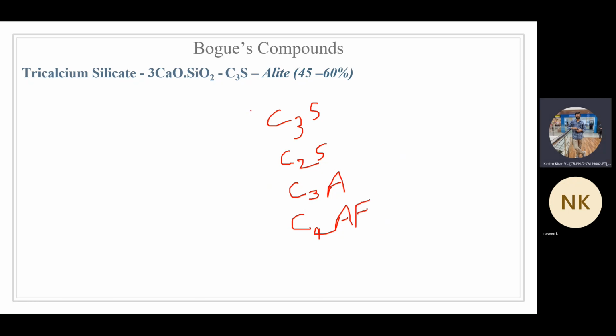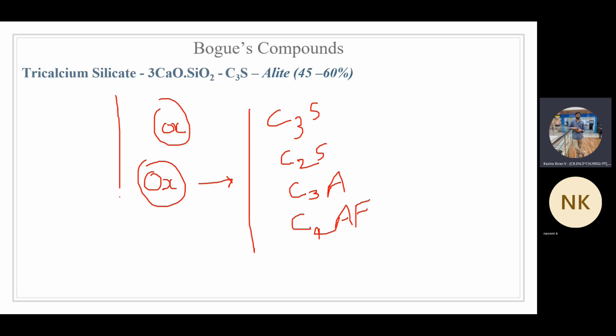So how are these Bogue's compounds formed? They are formed when the oxides available in the rotary kiln interact with each other, one oxide with another oxide. So how do these oxides come into the picture? They come from the raw materials: limestone, lime, silica, that is Si, alumina, that is A, and ferrous oxide, that is FeO.